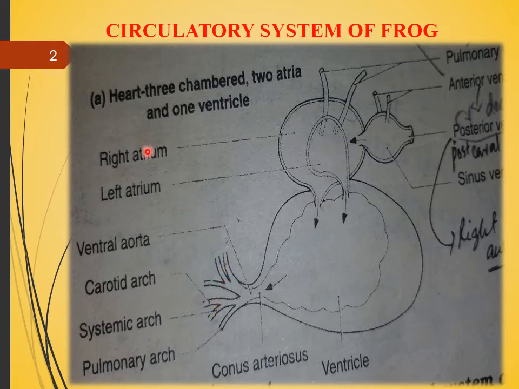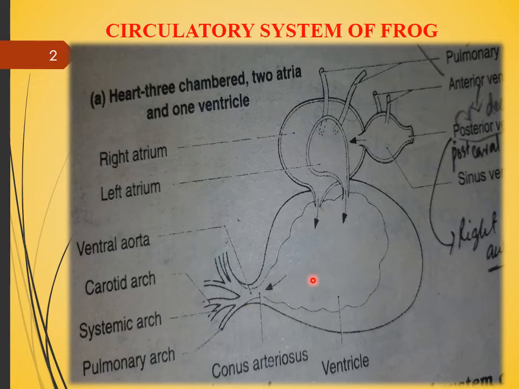Carotid arch carries blood towards the upper body parts, and systemic arch carries blood toward the lower body parts, supplying blood to the different lower body parts, and it is again collected with the help of the posterior vena cava. And carotid arch carries blood towards the upper body parts and it is again collected by the anterior vena cava.